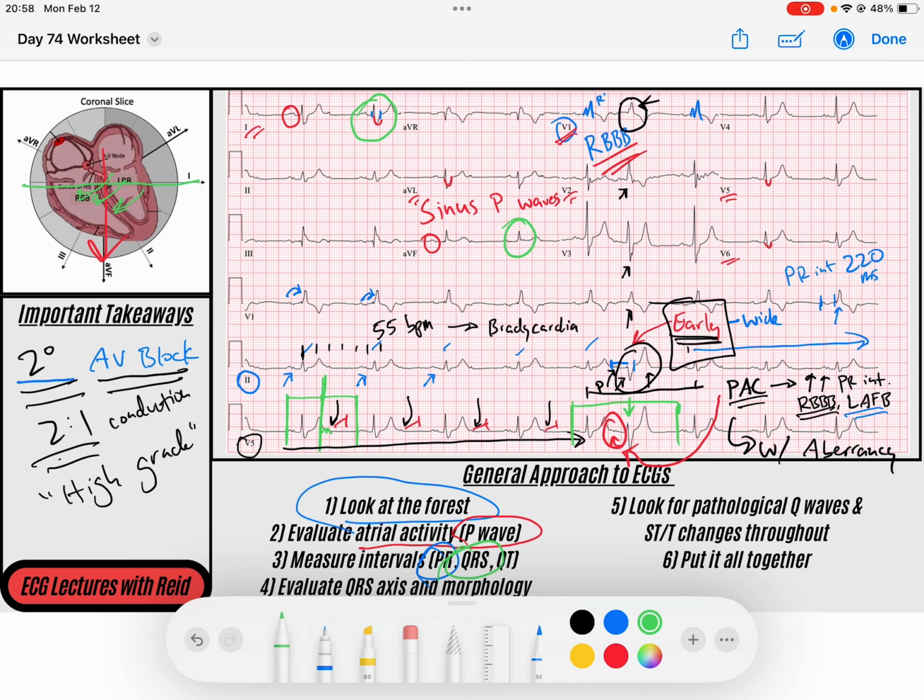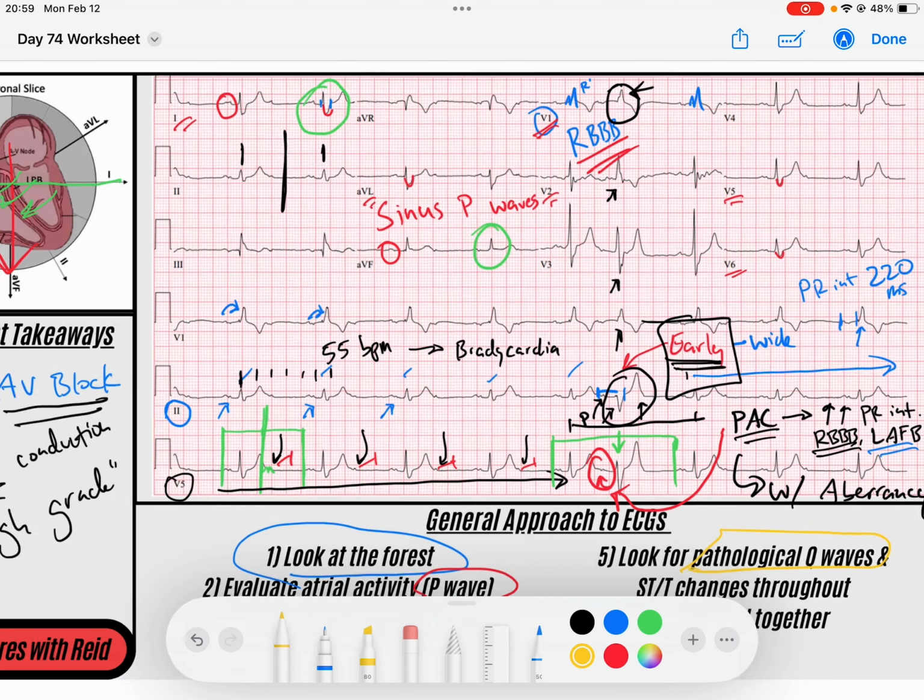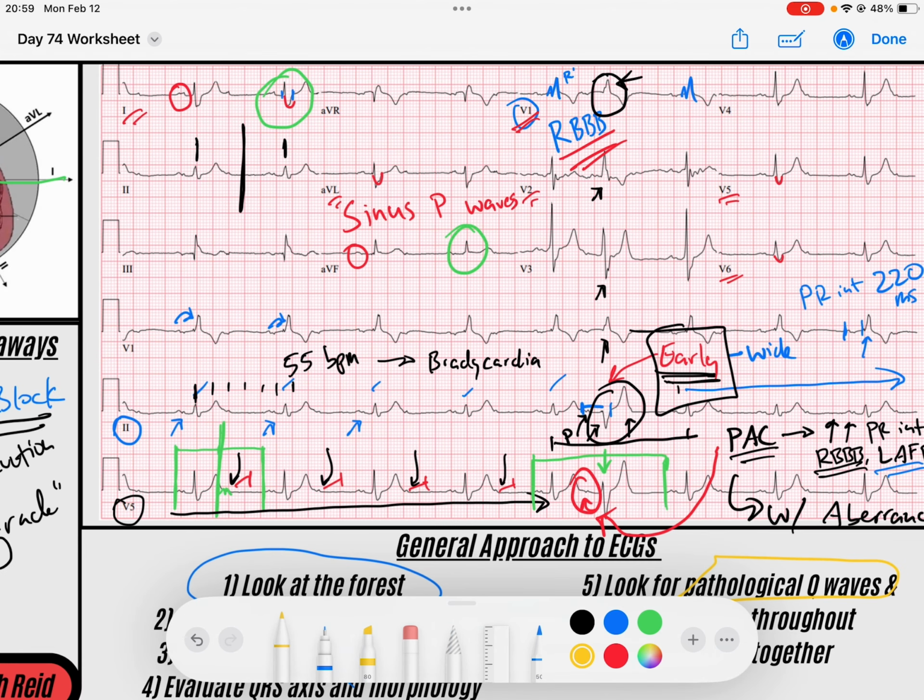Very nice. Our QT interval seems to be appropriate. If I measure the midway point between my two R to R, my T wave ends before then, so I'm happy with my QT interval. Let's look for pathological Q waves and ST changes. I don't see any pathological Q waves in any anatomical distribution, and I don't see any ST or T wave segment elevations that are incredibly concerning. There are going to be some T wave inversions with the right bundle branch block, in the leads that capture it, which are V1 and V2.